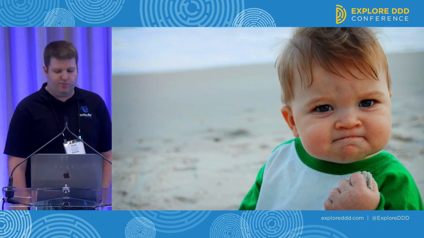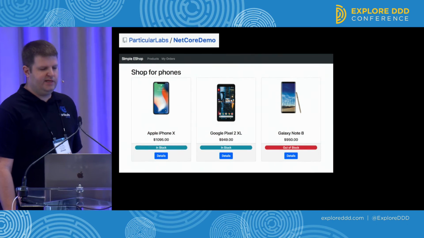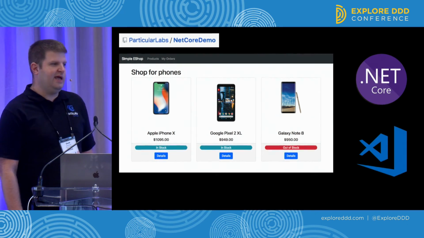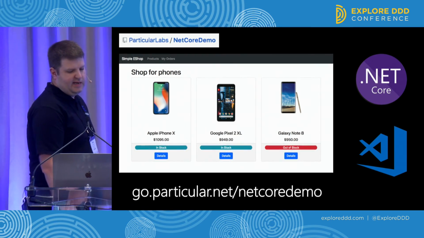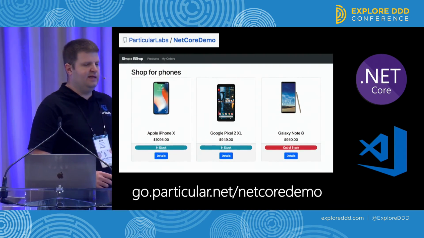Now, if you want to see that in practice, we have a demo on GitHub at Particular Labs, .NET Core demo. It works on .NET Core and even in Visual Studio Code. And the URL to get to it is go.particular.net/dotnetcoredemo. So it does .NET Core and all that stuff. If you don't care about that, not a big deal.